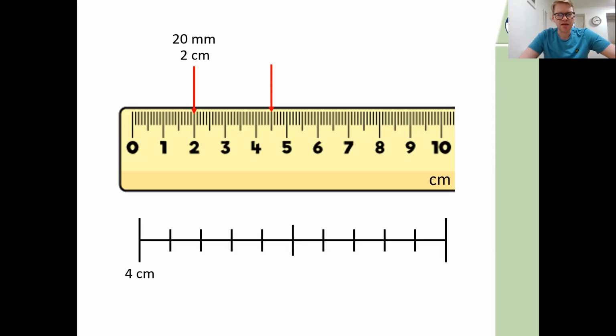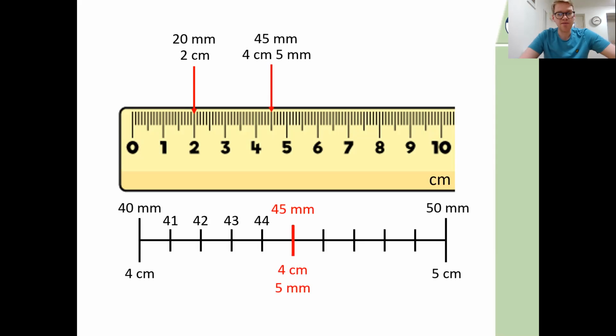Well, let's have a think. So we know that 4 centimeters is at one end, 5 centimeters at the other. So we know that that's 40 millimeters and 50 millimeters. So what can it be when it's halfway in between then? Well, it's going to be 45, isn't it? We could count up on our scales, or we could have thought about what number is between 40 and 50, but we're going to get to 45 millimeters. And that means we're going to have 4 centimeters and 5 millimeters.